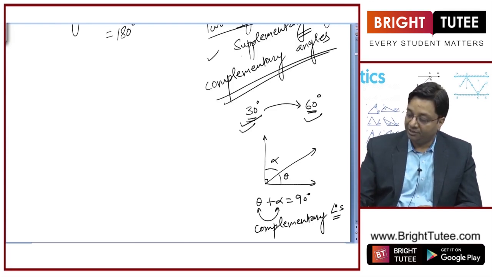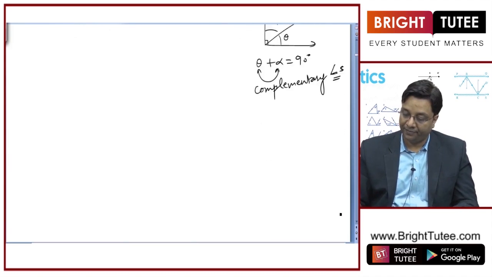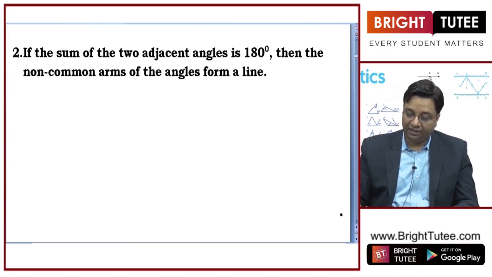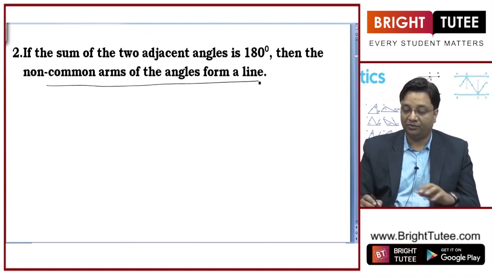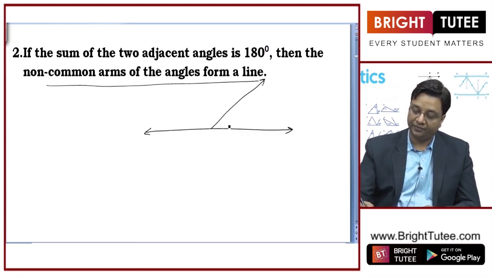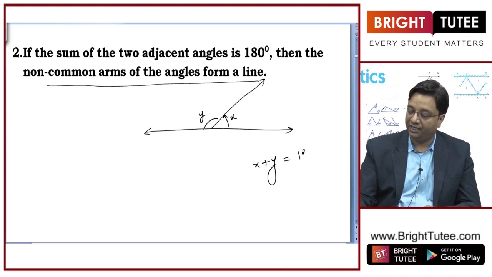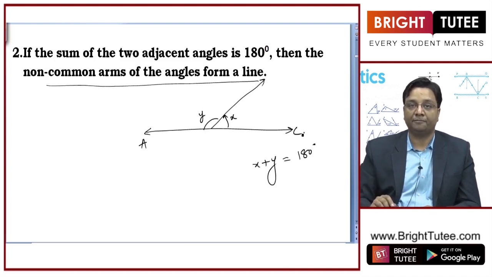I will sometimes denote angles by this and then writing S here. So this is angles. If the sum of two adjacent angles is 180 degrees, then the non-common arms of the angle form a line. The question is, if this is angle x and this is angle y, and it is given that x plus y is 180 degrees, then this line AC is a straight line. This is a question.